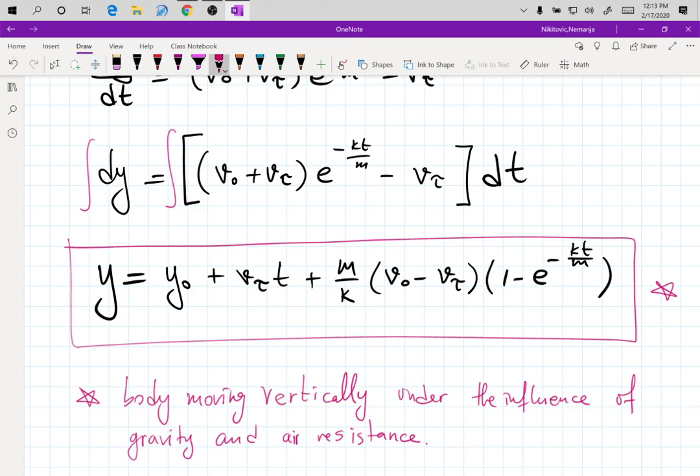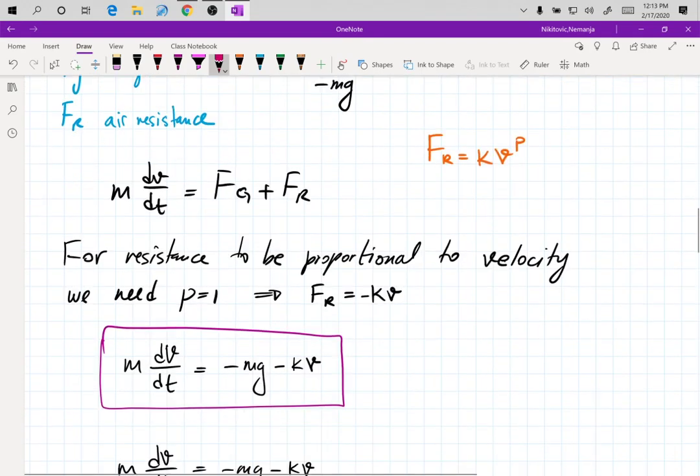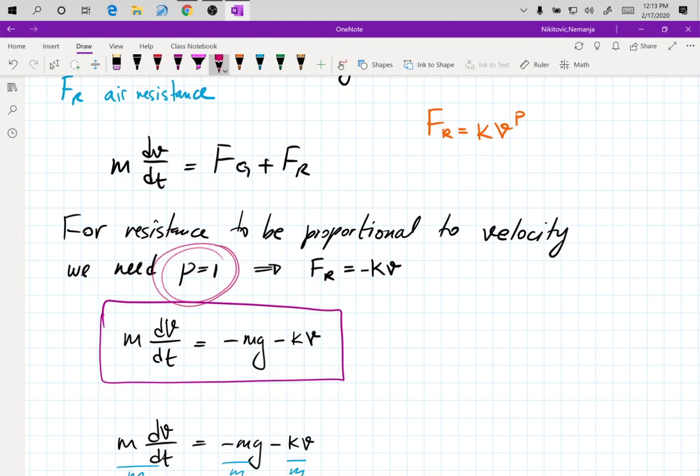Now that we're done with this example, you go back to the beginning of this example, and instead of velocity being proportional, you say, let's see what happens, because Newton said it's the square. So now p equals 2, and you repeat all of these calculations, right? So you go all the way to the beginning, right here. And instead of p equals 1, you say p equals 2, and that's the next 3 pages.